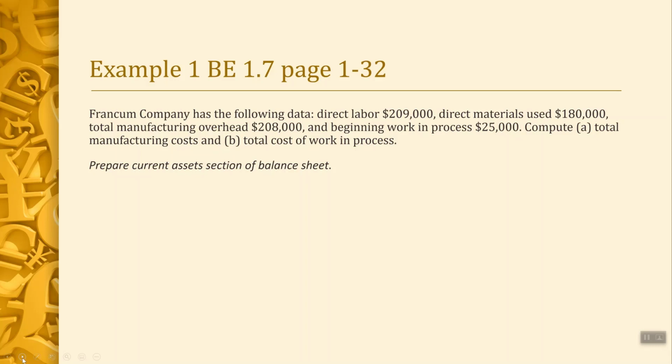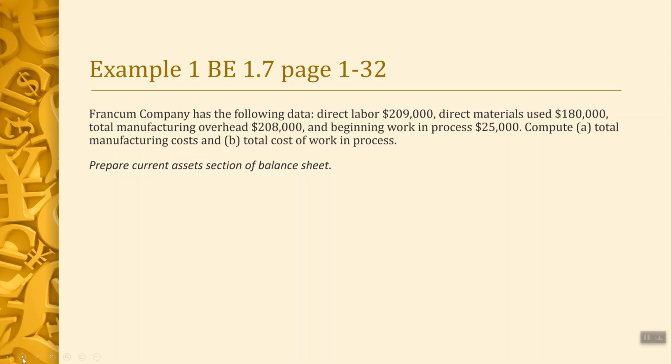All right, this question says Falcom Company has the following data: direct labor 209,000, direct materials used 180,000, total manufacturing overhead 208,000, and then the beginning work in process is 25,000. We're told to compute the total manufacturing cost and total work in process. We know that our total manufacturing cost is the sum total of the costs we use in producing a product in this current year.